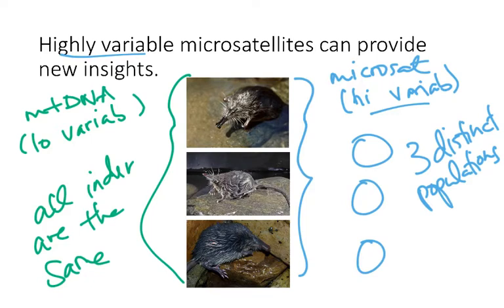So that's one example, like I said, of how microsatellites can potentially provide new insights if you're looking at individuals of the same population and you're using a microsatellite that's more highly variable compared to something like mitochondrial DNA, which has relatively low variability.